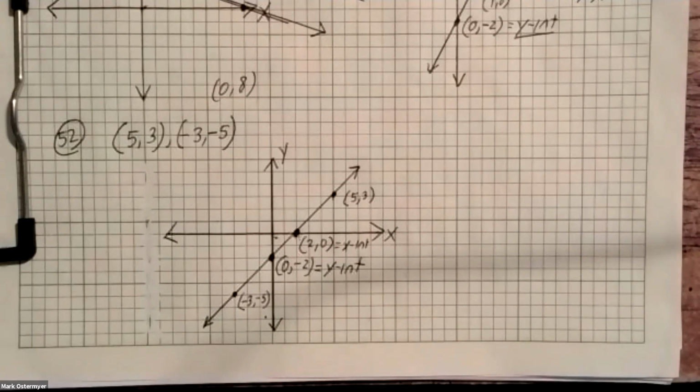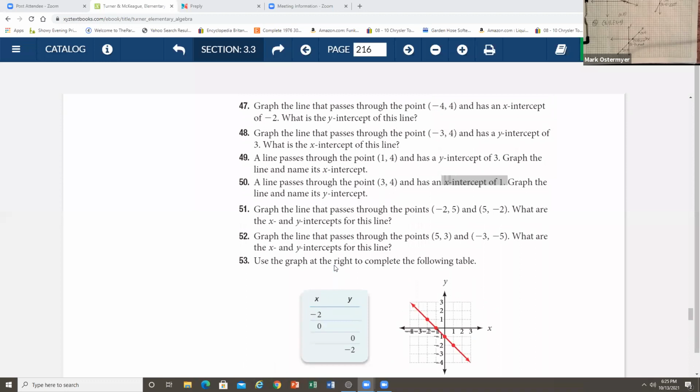Now I will give you classwork number 2. This is the last classwork for today, ladies and gentlemen. I would like you to do problem number 51. I want you to graph the line that passes through the points -2, 5, and 5, -2. And I also want you to determine clearly what the x and y intercepts are. Problem number 51, classwork number 2. Go ahead and do that.